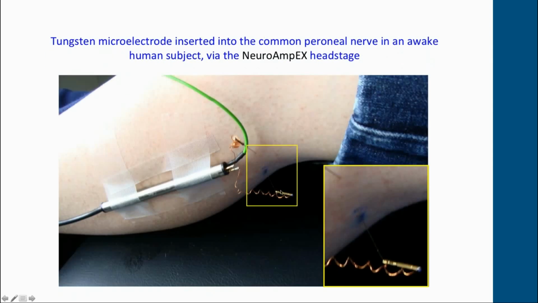We have a microelectrode inserted into the common peroneal nerve, shown in this inset here. The blue mark simply indicates the site over the nerve that is defined as the best site for inserting the microelectrode. And we do that by, sometimes you can palpate the nerve, but often, well, always, we will use surface stimulation through a 1 to 2 millimeter surface probe.